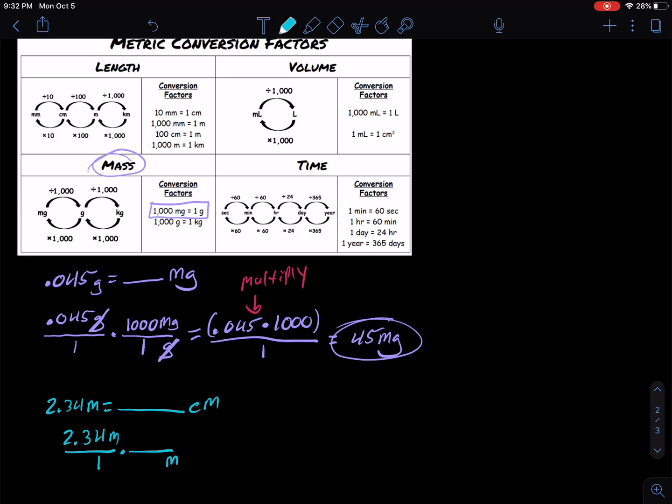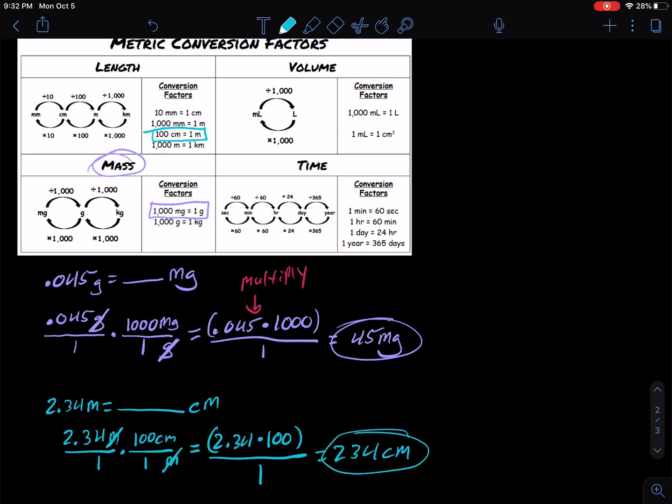So we go to length, and we see that here, centimeters equals meters. 1 meter equals 100 centimeters. The meters cancel, and we get 2.34 times 100 all over 1 equals 234 centimeters. Again, another multiplication. This would be a bright summer morning.